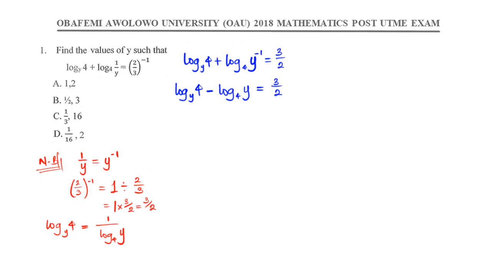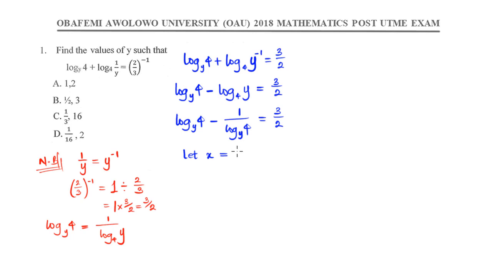So now we have log to base y of 4 minus log to base 4 of y. These are the inverse of one another. So we can say log to base y of 4 minus 1 over log to base y of 4 is equal to 3 over 2. So now we only have an unknown, log to base y of 4.